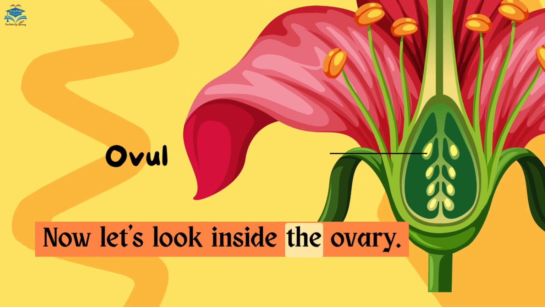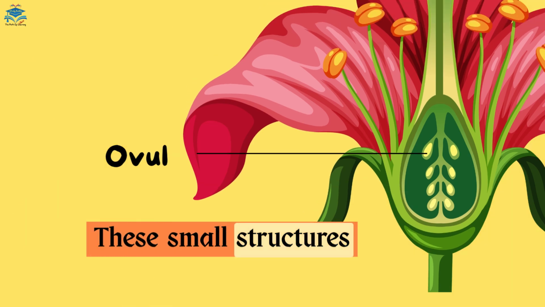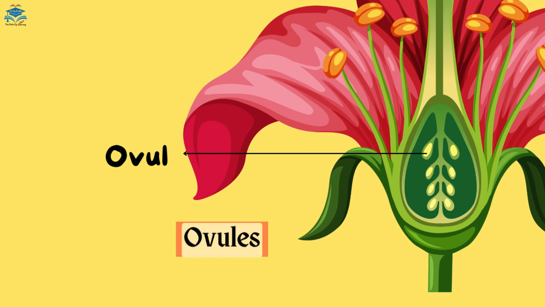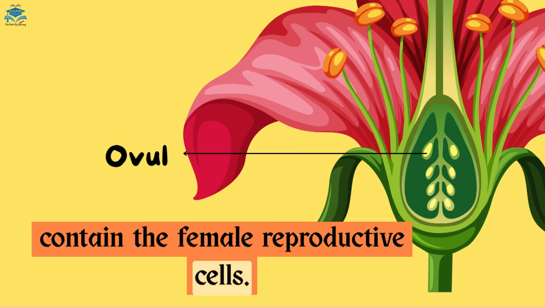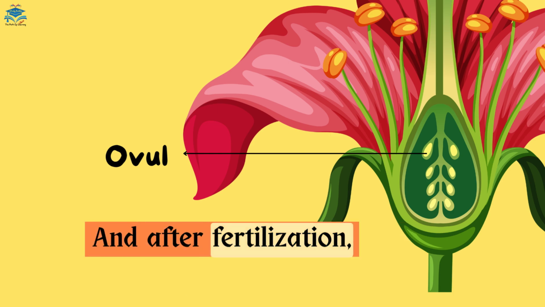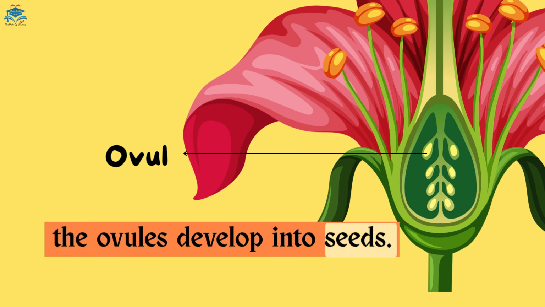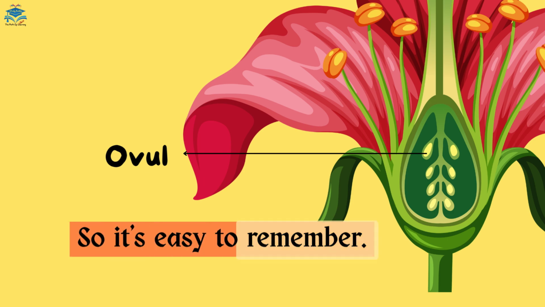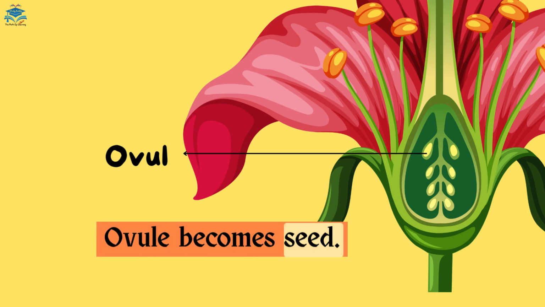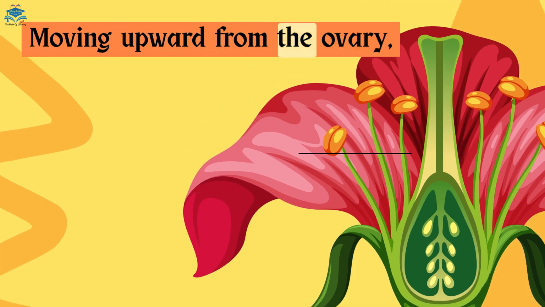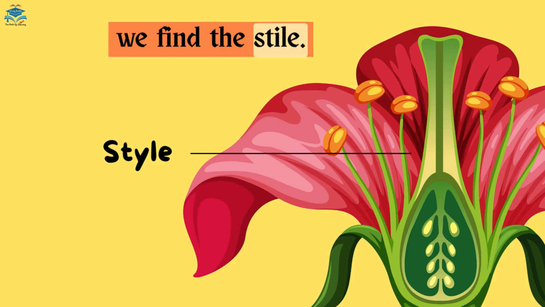Now, let's look inside the ovary. These small structures are called ovules. Ovules contain the female reproductive cells, and after fertilization, the ovules develop into seeds. So, it's easy to remember. Ovule becomes seed. Moving upward from the ovary, we find the style.